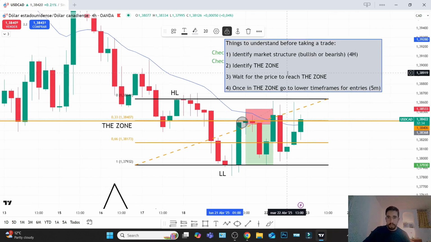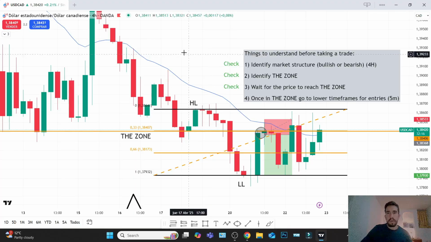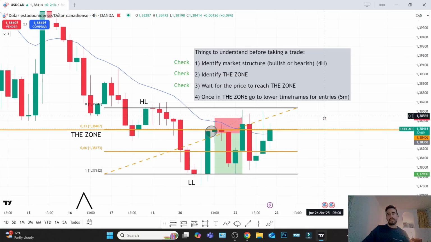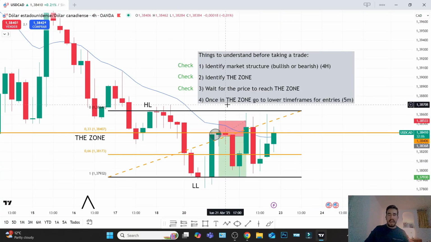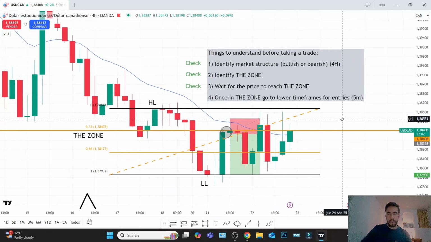So now we have to check this. We have the zone, we have the structure. Has the price touched, has the price reached the zone area? Yes. So we can check here. We can tick our checklist. We have the market structure, we identified the zone, the price reached the zone. Now the fourth step is, once in the zone, go to lower time frames for entries.